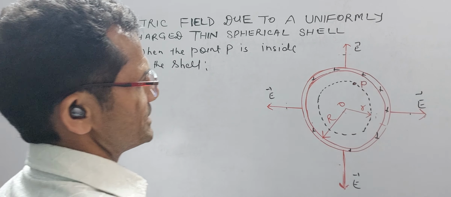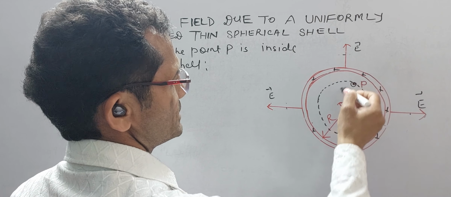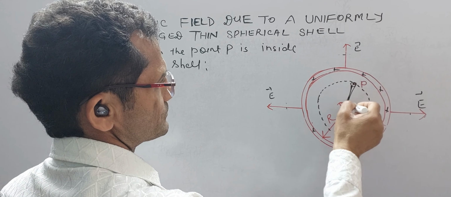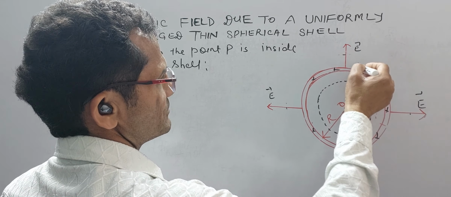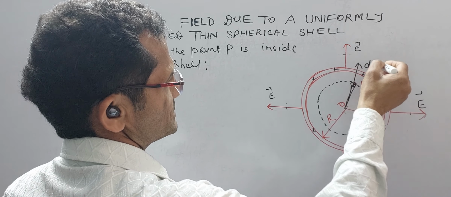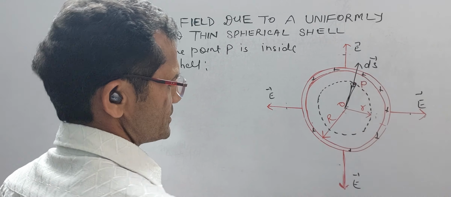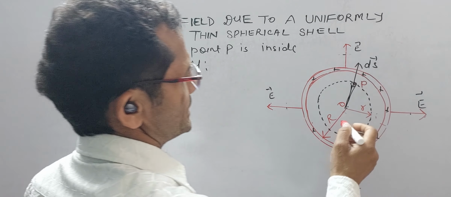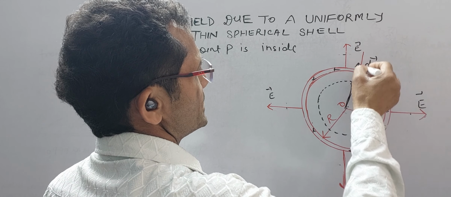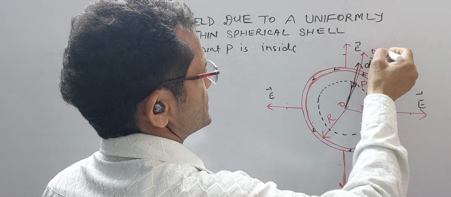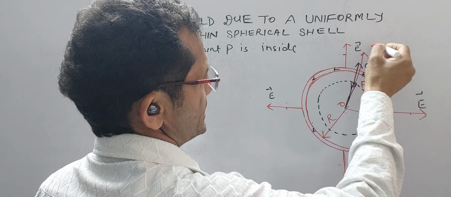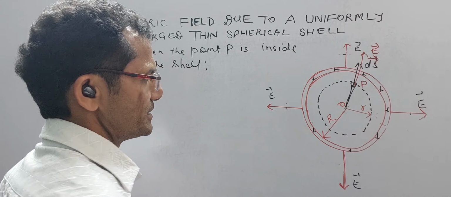Take a small surface area on this Gaussian surface, whose area vector is acting outwards. Since the electric field is also in the same direction, radially outwards, therefore E and dS will be in the same direction.